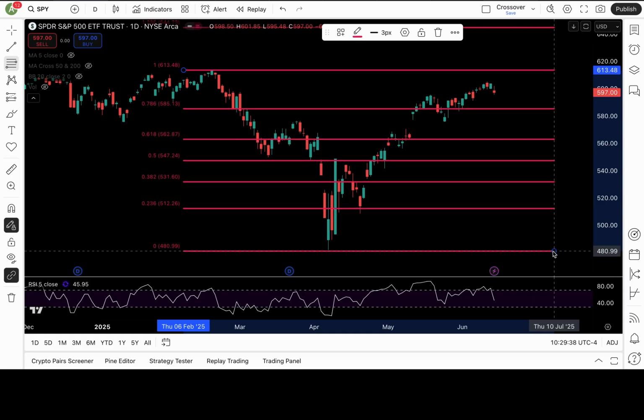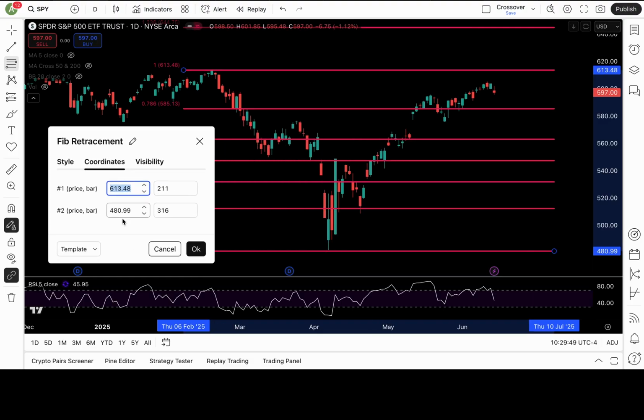But here's the first set of fib levels that I have here. I started off from all-time highs. That's the February 19th high at 613.23. So we want to make sure we get the coordinates right, and we brought it down to the low of April 7th, and the low of that day was 481.80. So we want to make sure that's correct.